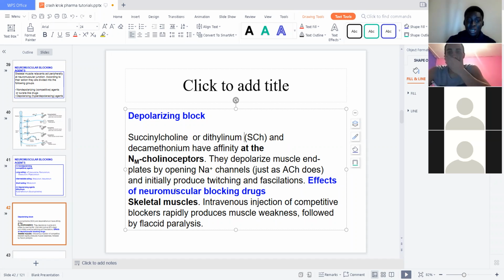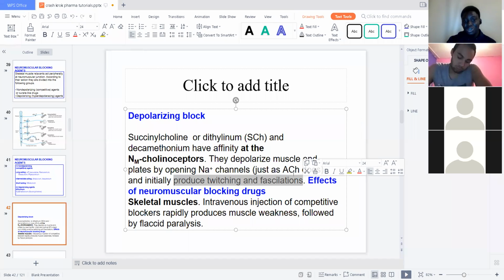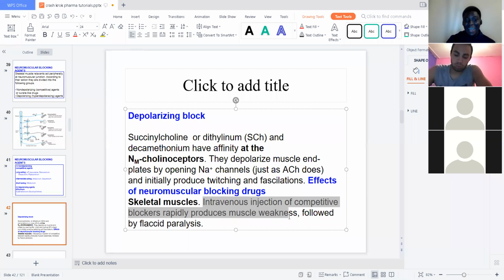When you see it in krok, you're going to see this part: it produces twitching and fasciculations. It causes continuous depolarization, so it's impossible for new impulses to cause the muscle to contract. These are the effects of depolarizing block. After you inject the drug, it's going to cause muscle weakness and muscle paralysis. This is for the depolarizing block.